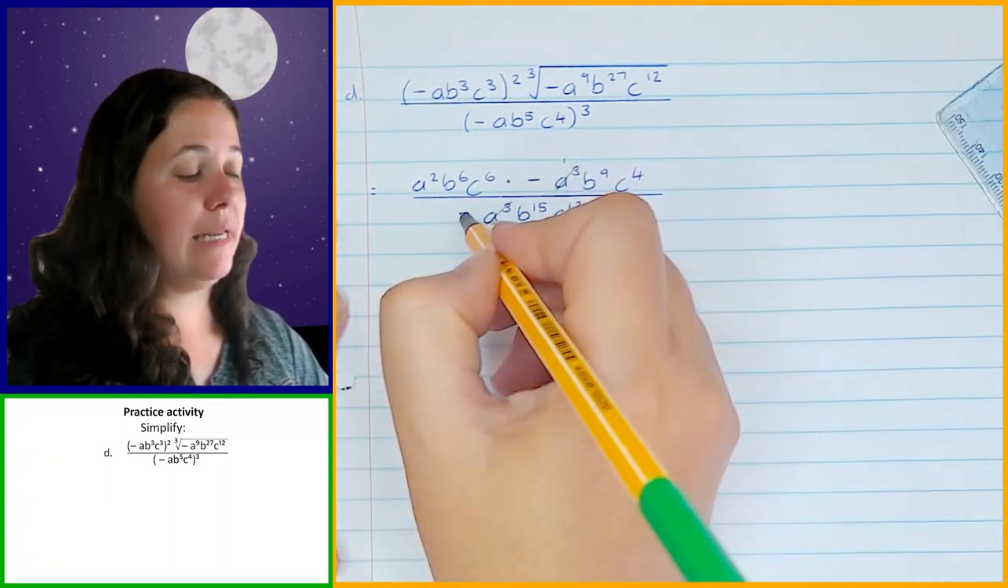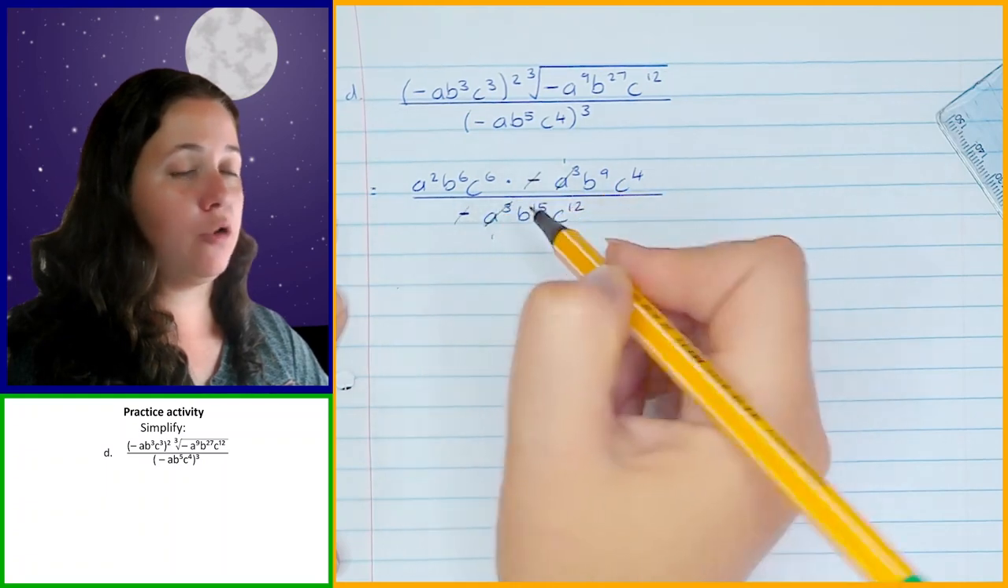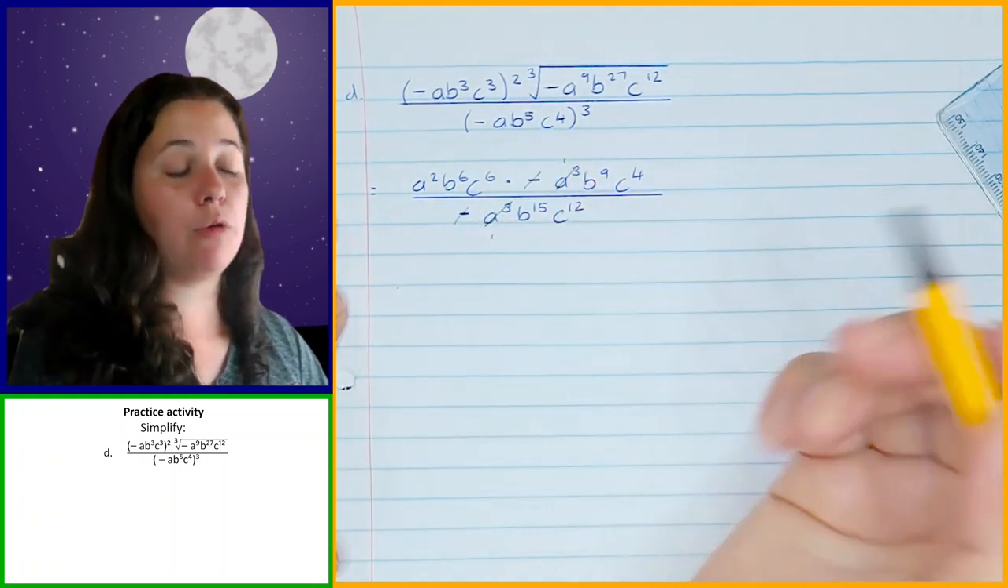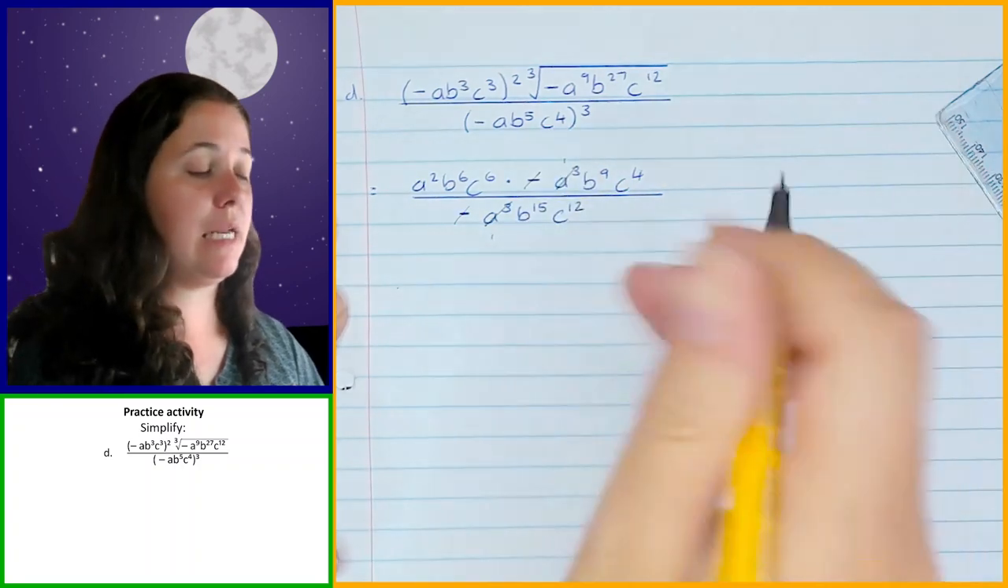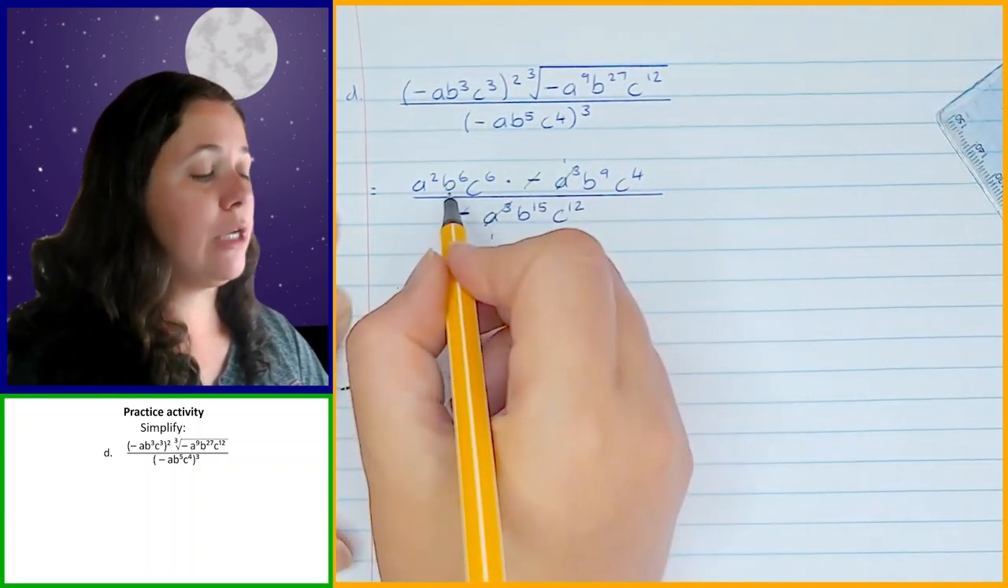Also, I've got a negative divided by negative. So let's just simplify those. When you divide negative by negative, it becomes positive. So I don't have to worry about those minuses anyway. Okay, so I'm going to do my b's now.